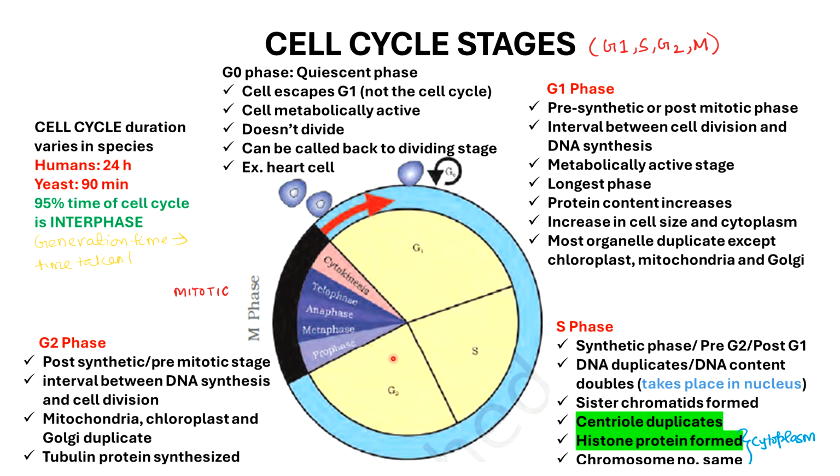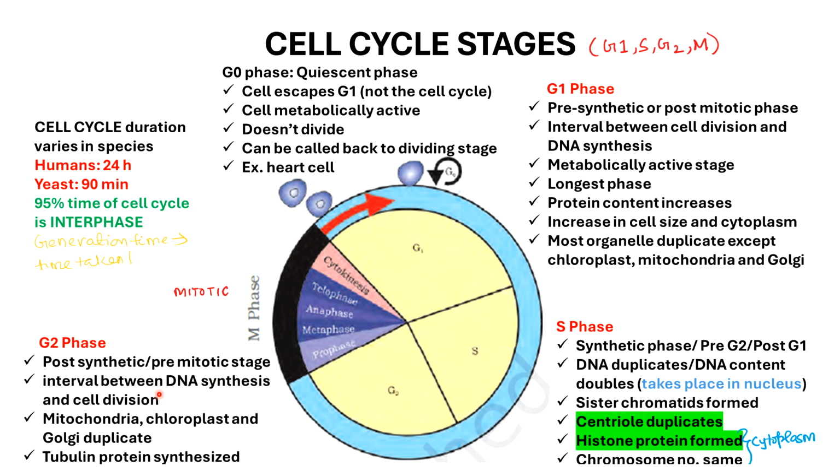Now the DNA content is only increased in the S phase, but the chromosome number does not change. That's a very, very important point which you need to remember. The chromosome number remains the same, only sister chromatids are formed. So if you say the initial DNA content is 2C, it becomes 4C after the synthetic phase.